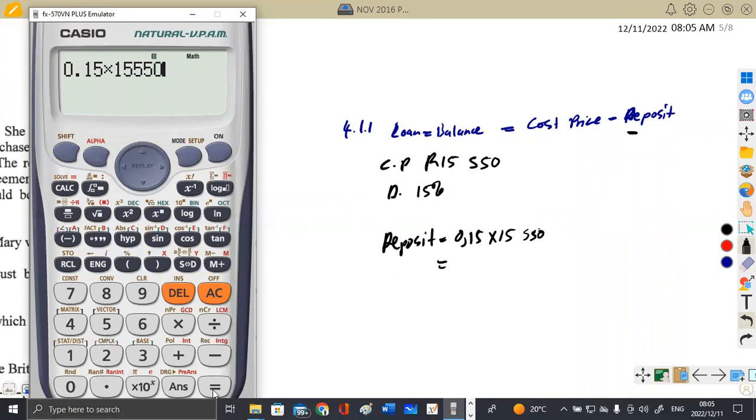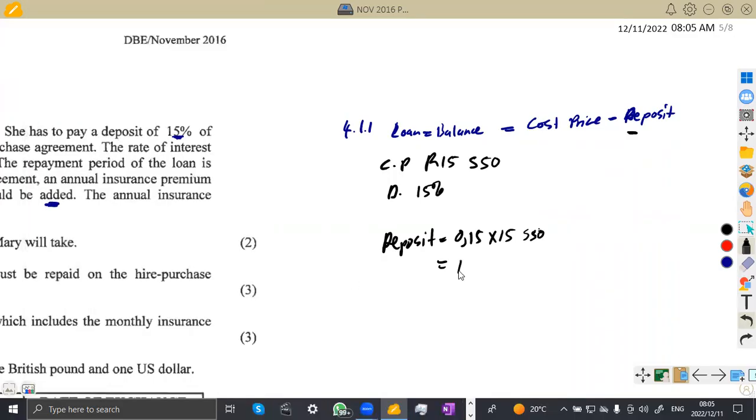So you're going to have 2,332.5, but this is money, so you round off to 2 decimal places. So this is the deposit. Just cross check, guys, your values if you are obtaining the same values as the ones that I'm having. If not, then let us work on it together again.